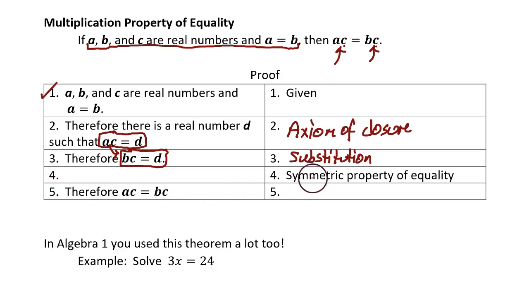Now statement 4 is missing, but as a hint we're told we're going to use the symmetric property. So the symmetric property is when you take an equation and switch the sides. So our equation will be D equals B times C. If we know D equals B times C, we can conclude that AC equals BC. How do you get from this to this? Notice that the D is being replaced with the AC. Earlier we said that AC equaled D. So what's our reason? Substitution.